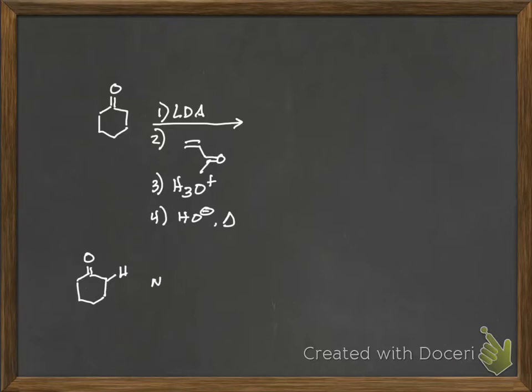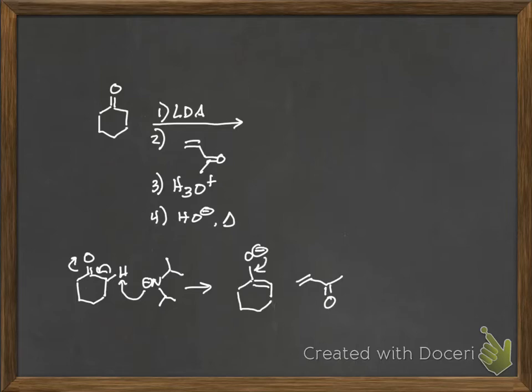The LDA, lithium diisopropyl amide, is going to pull the proton off of the cyclohexanone, form the enolate. Nothing new here that we haven't seen before. Enolate will attack the beta carbon of the alpha beta unsaturated carbonyl, putting us here.